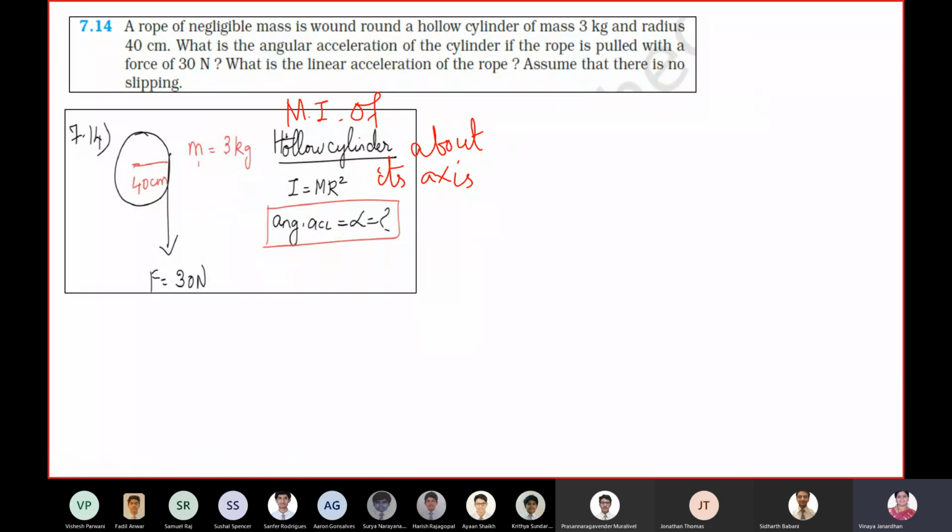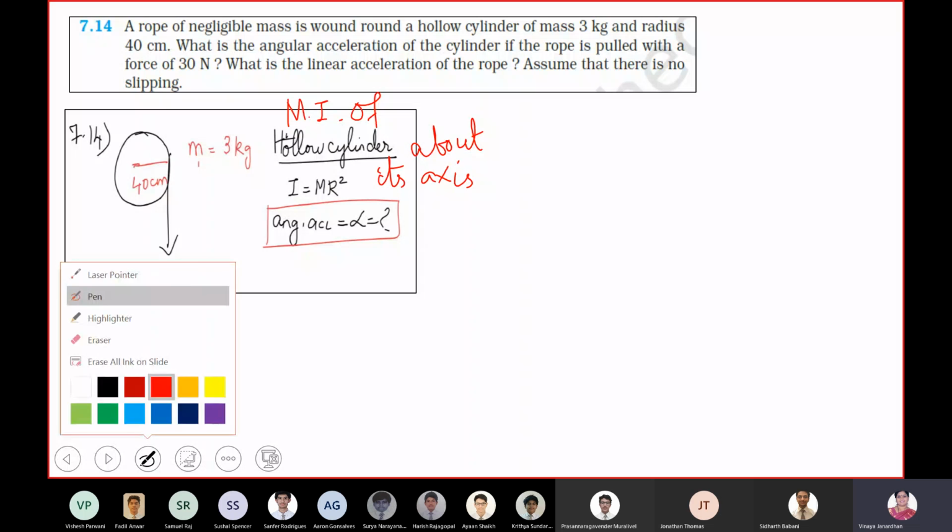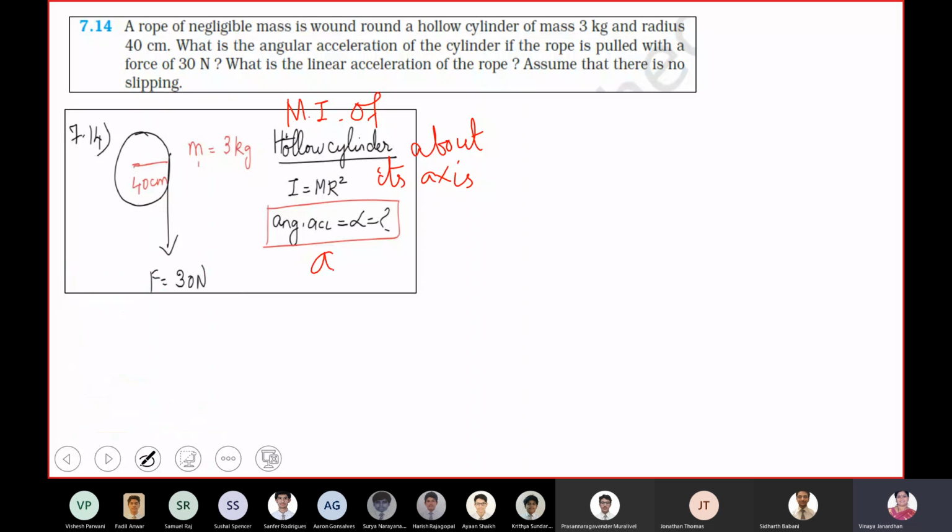Fine. So moment of inertia of the hollow cylinder about its axis. So I want to know what is the angular acceleration. Always you need to write what is given. What is given? Mass is given. Radius is given. Force is given. Whenever you solve a numerical, write what physical quantities are given and what physical quantities are to be found. So angular acceleration alpha to be found, linear acceleration a to be found. Is that clear, boys? So now, how will I find angular acceleration?